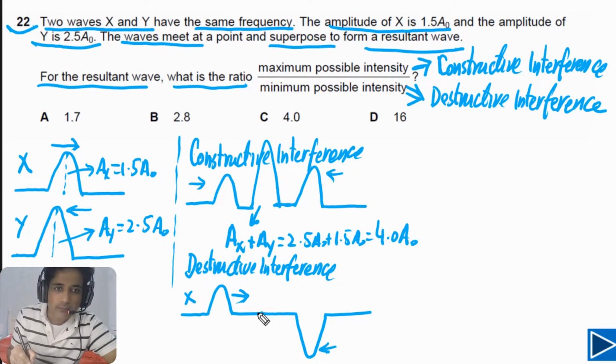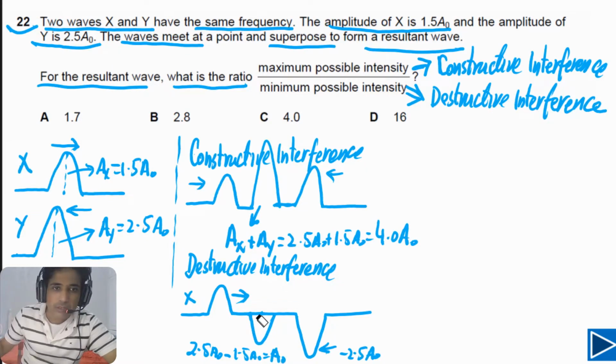Let's say they interfere at this point. In this case, the amplitude of this one is negative, so this is negative 2.5 A naught. Then this one is 1.5 A naught. So when they interfere at this point, they will cancel each other, and we will get the minimum value of amplitude. So we can just subtract 2.5 A naught minus 1.5 A naught, which will be equal to A naught.